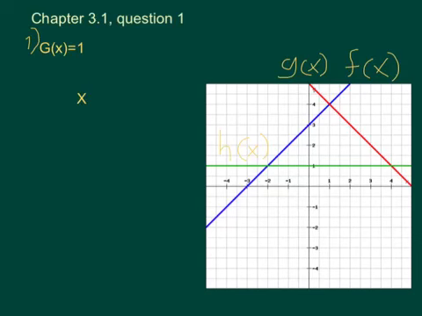X equals 4. Okay. Question 2 is asking us, where does hx equal gx? So basically, where does the graph of hx meet the graph of gx? So hx is our green line, gx is our red line, and again, they meet here when x equals 4. So my answer is, again, x equals 4.